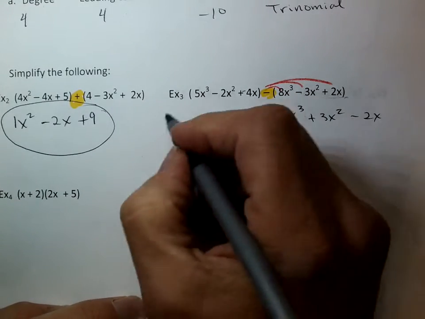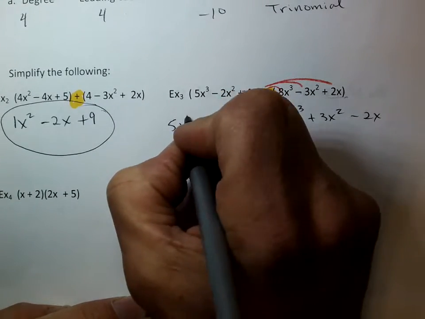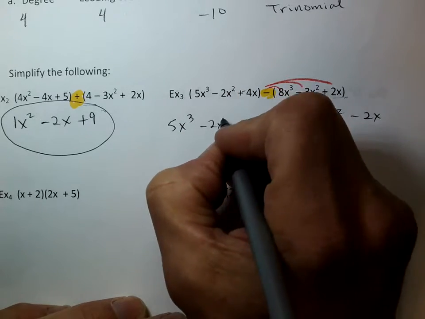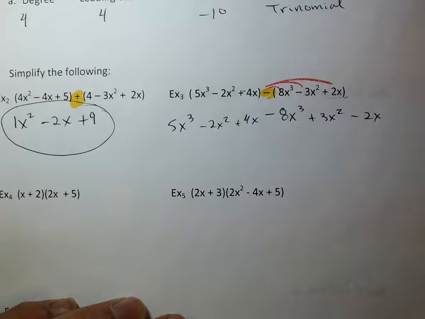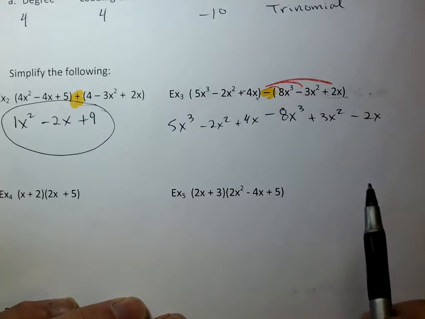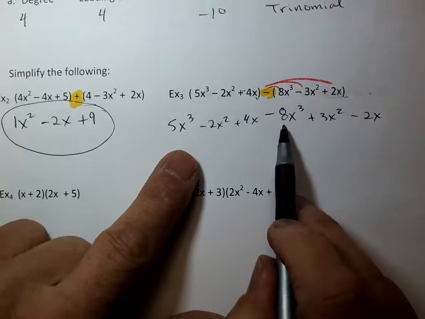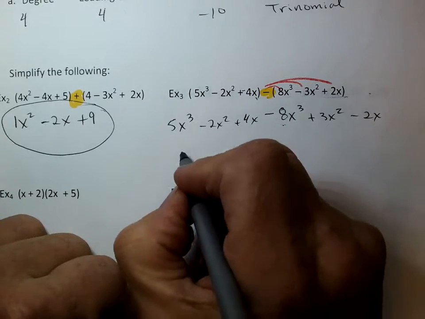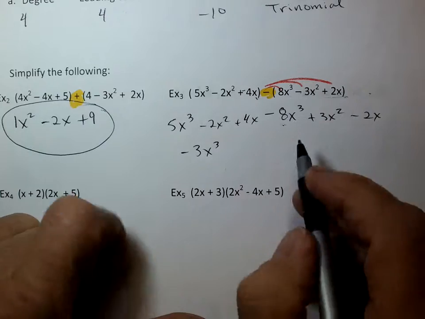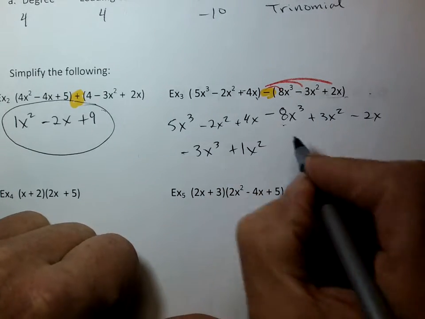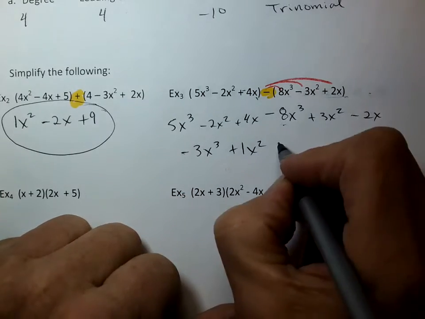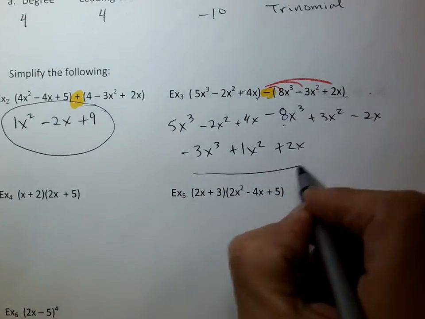Now I can drop the parentheses and bring down my 5x cubed minus 2x squared plus 4x, and then I can just combine terms so that I don't have to worry about subtracting or double negatives. Just bring the negative through, and then I'm going to combine like terms. Negative 3x cubed, I'm going to get a positive 1x squared, and I'm going to get a positive 2x. Okay, that's it. It's that easy.